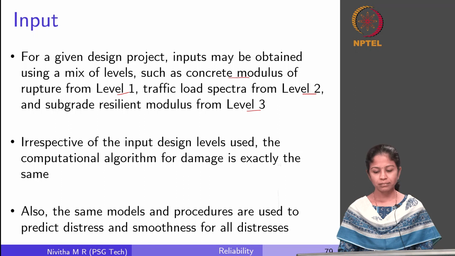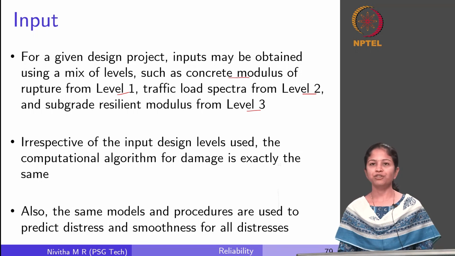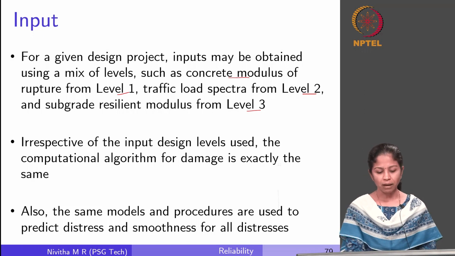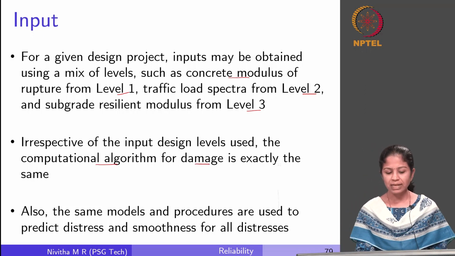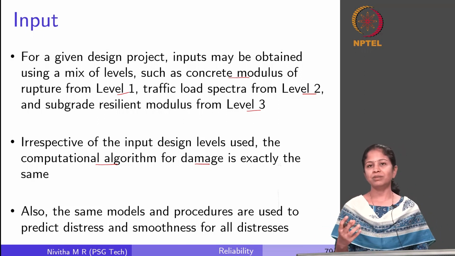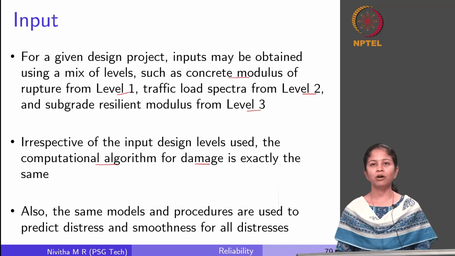Then another thing that should be noted is, irrespective of the level of input that we are using, the computational algorithm for damage is exactly the same. So, once I give a modulus value, the variation comes in from how I arrive at the modulus value. But once I give the modulus value, then computation of strains will be based on that particular modulus value only. A similar procedure will be used irrespective of whether it is a level 1 input or a level 3 input. So, the computational algorithm is going to be the same.